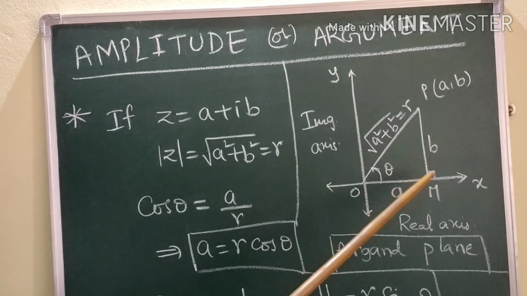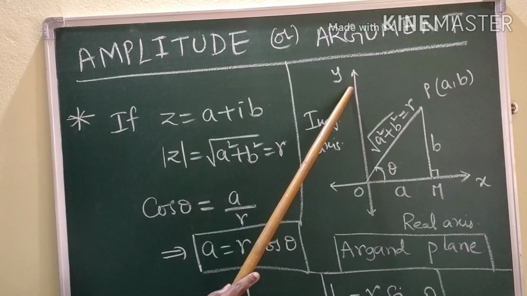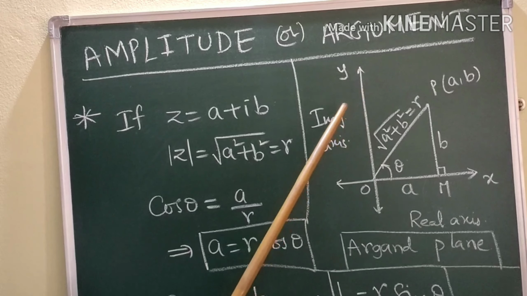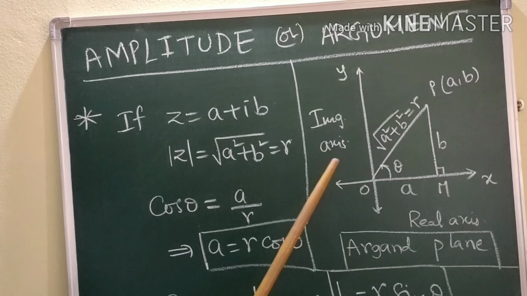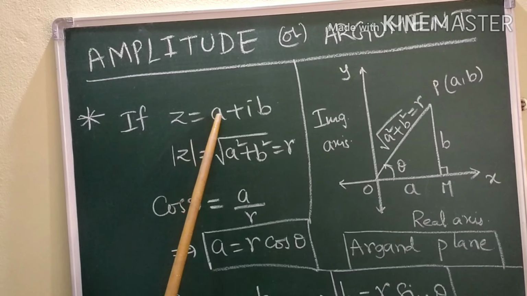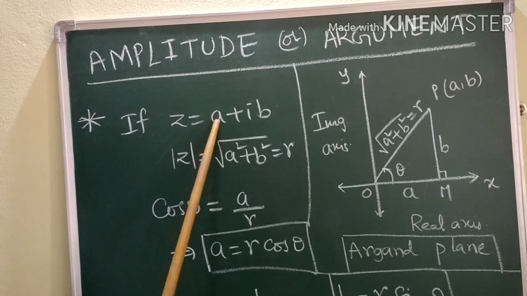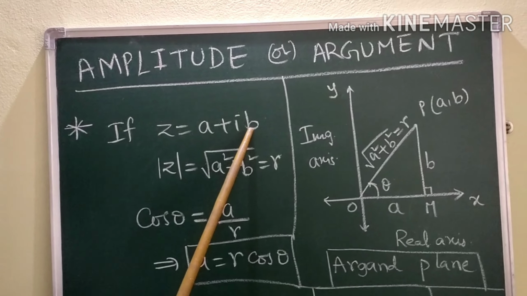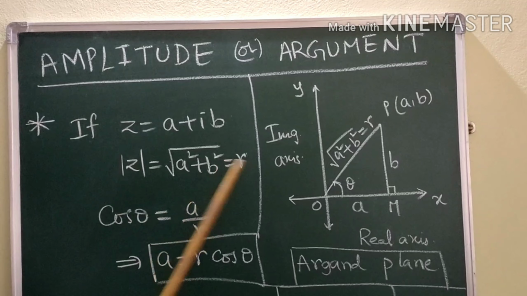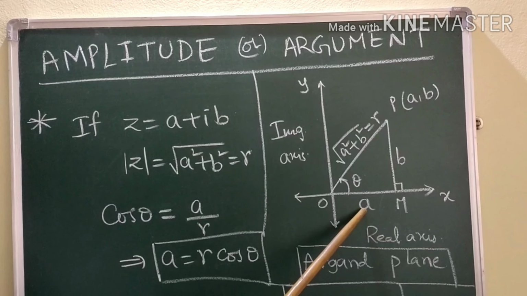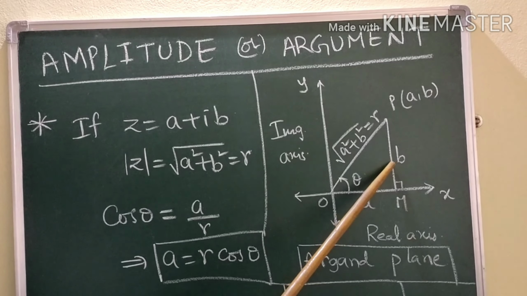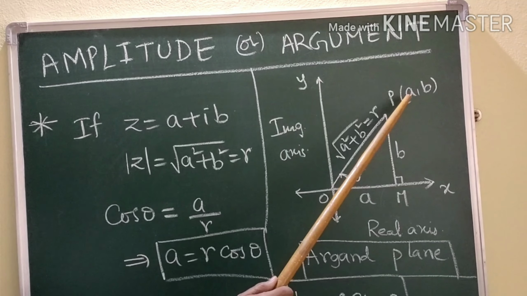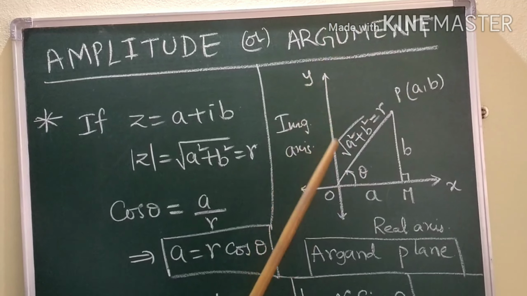Here we will take x-axis and y-axis. X-axis as real axis and y-axis as imaginary axis. Here z is equal to a plus ib. A is called the real part of complex number and b is called the imaginary part of complex number. Here a is represented on x-axis and b is represented on y-axis. P of a comma b, plot any number on the graph paper.